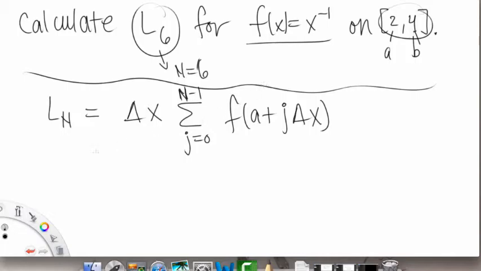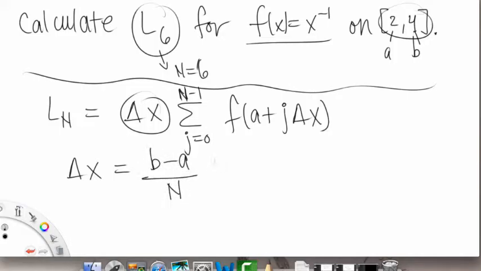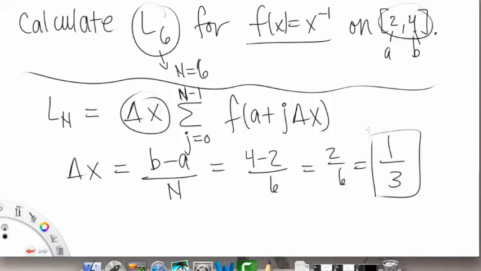First of all, let's figure out what delta x is. What is the length of our subintervals here? That's going to be the length of our full interval divided by the number of subintervals. So that'll be b minus a, so 4 minus 2, divided by n, which is 6. That's 2 over 6, which is equal to 1 over 3. So we figured out that delta x is 1 over 3. Then we can plug in some things.